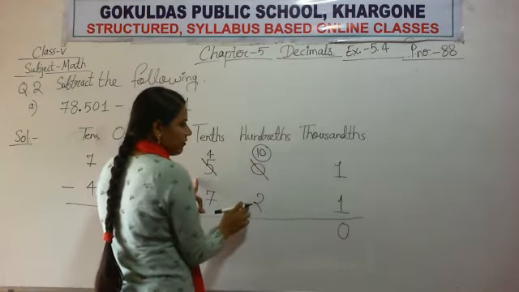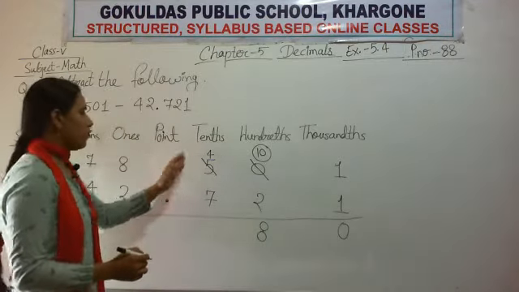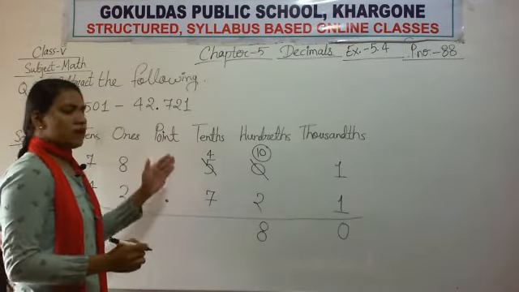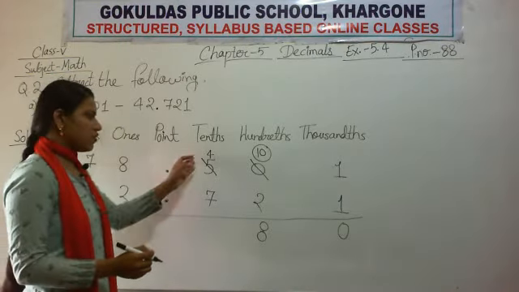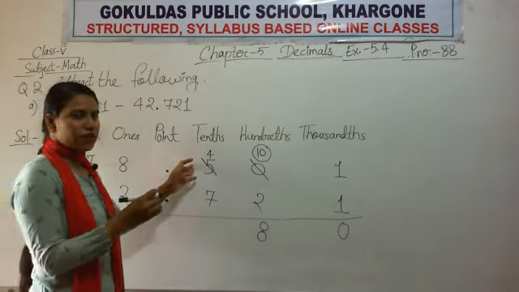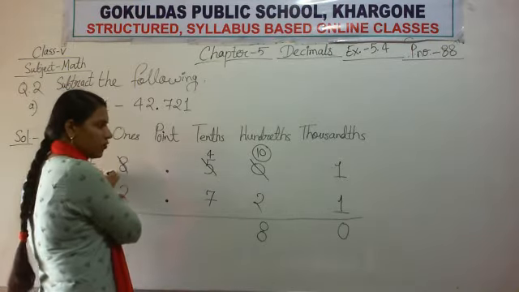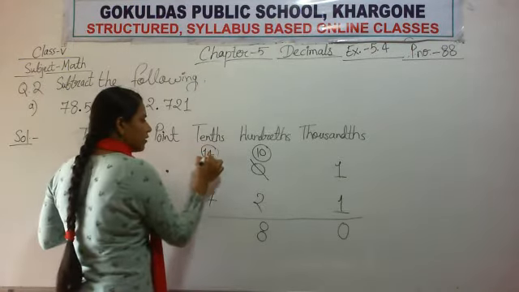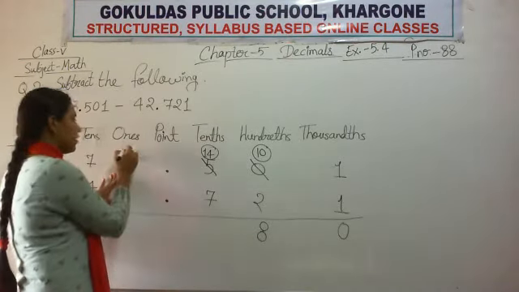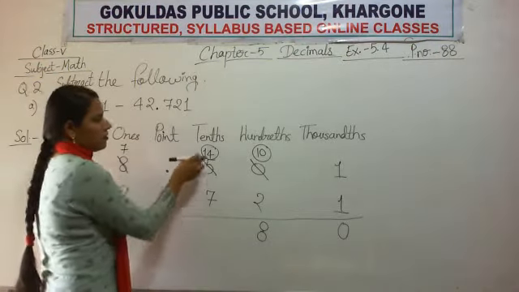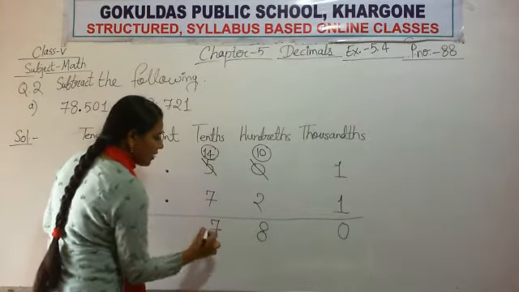Now solve this 100th column. 10 minus 2 is 8. Now 10th column, 4 minus 7. We cannot subtract 7 from 4. Why? Because 7 is a larger number. We cannot subtract a larger number from a smaller one. So we need to take a borrow from the left column. So when we take a borrow from the left column, it becomes 14. And as this 8 gives a borrow to its neighbor, here only 7 is left. Now solve this 10th column. 14 minus 7 is 7.